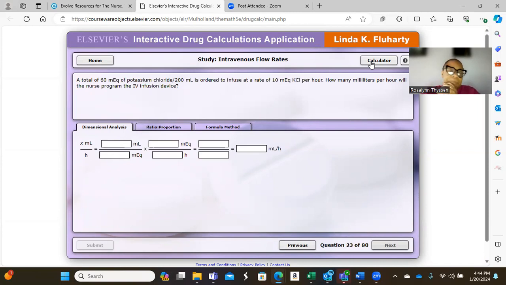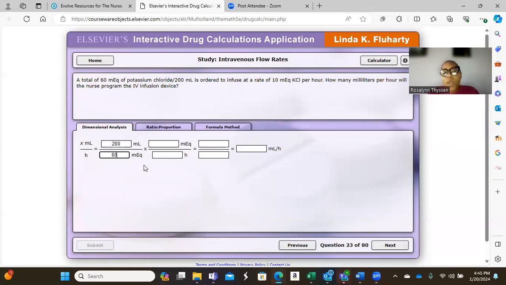We can look at this one. We got a total of 60 milliequivalents of potassium in 200 mils ordered to infuse at a rate of 10 milliequivalents of potassium per hour. How many mils per hour would the nurse program the infusion device? Okay, so again, what am I looking for? Mils per hour. All right, what do I know about mils? According to the information I have, I know I got 200 mils in 60 milliequivalents.